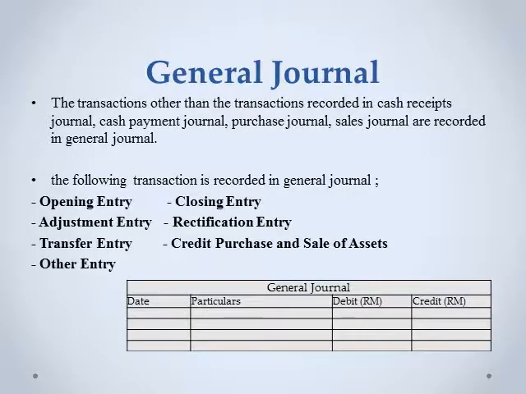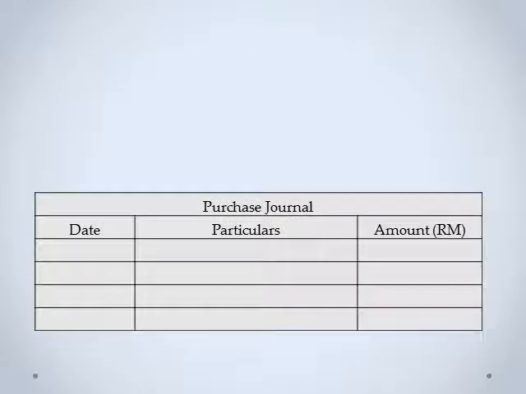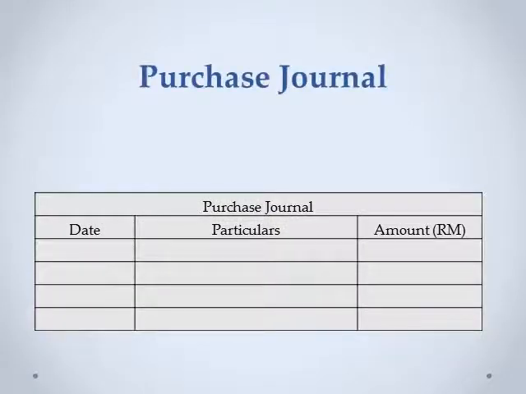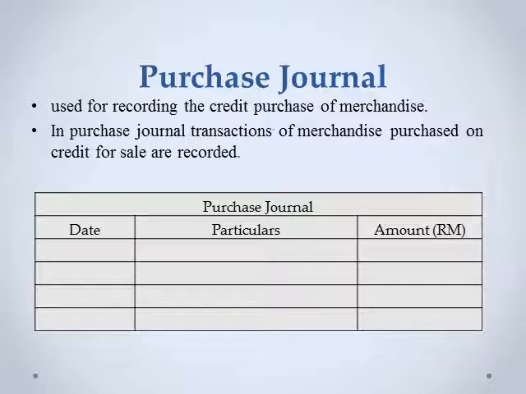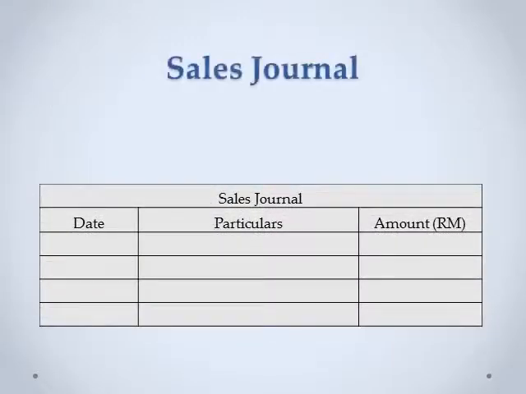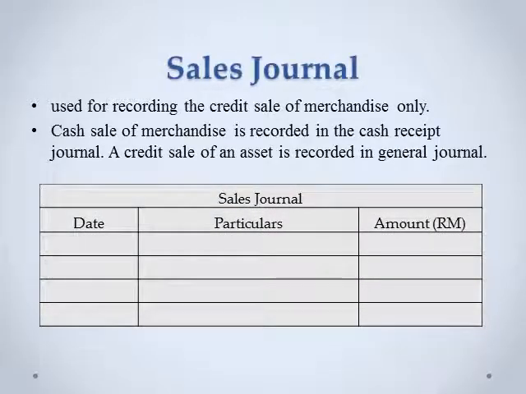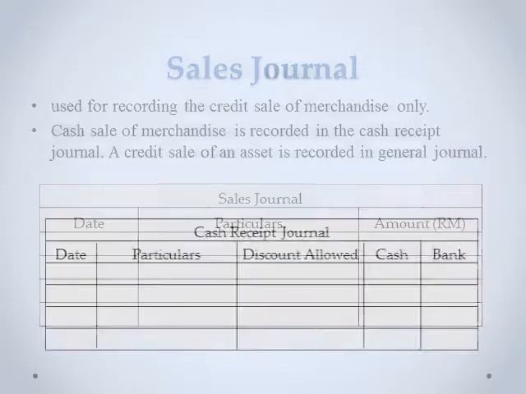And also the purchase journal. The purchase journal is used for recording the credit purchase of merchandise. In the purchase journal, transactions of merchandise purchased on credit for sale are recorded. Next, the sales journal. The sales journal is used for recording the credit sales of merchandise only. Cash sales of merchandise are recorded in the cash receipt journal. A credit sale of an asset is recorded in the general journal.